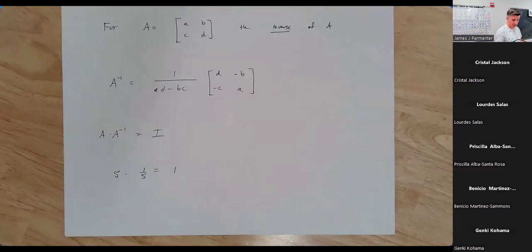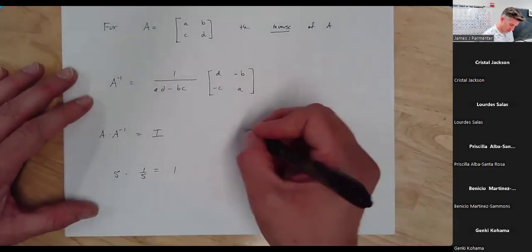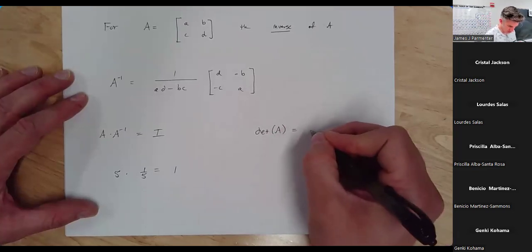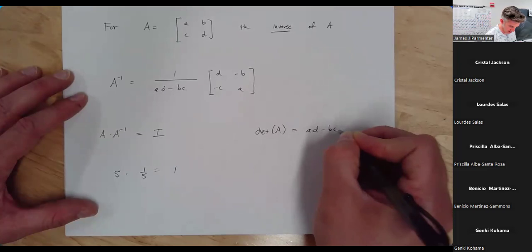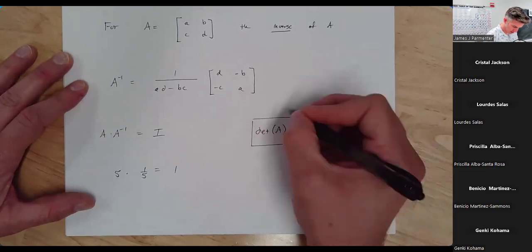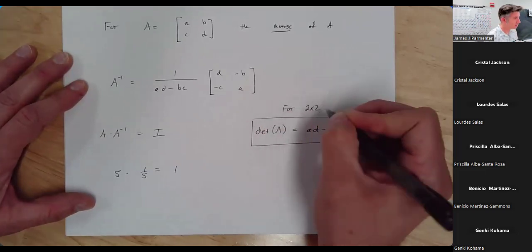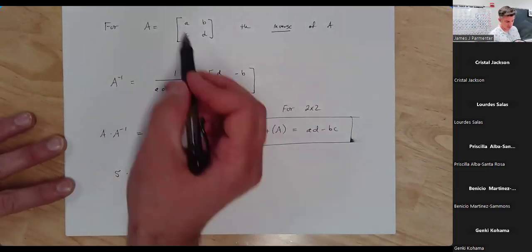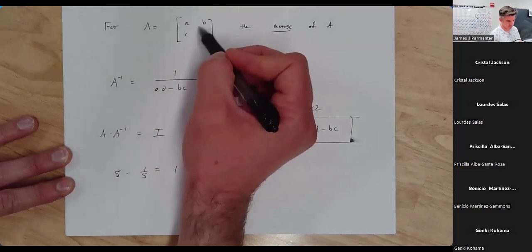I should mention, this quantity doesn't always exist, because sometimes that denominator, AD minus BC, is equal to 0. And I will finally say one last thing. The determinant of the matrix A is equal to the quantity A times D minus B times C for a 2x2 matrix. For larger matrices, it's a more complicated process of calculating the determinant. But for a 2x2 matrix, it's always the product of the diagonals minus the product of the off diagonals.